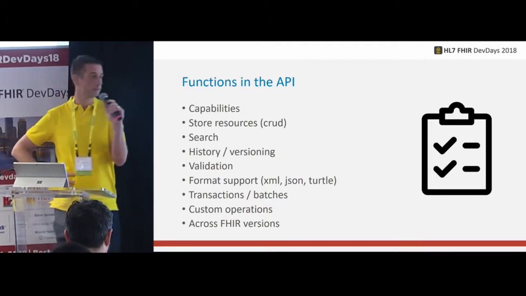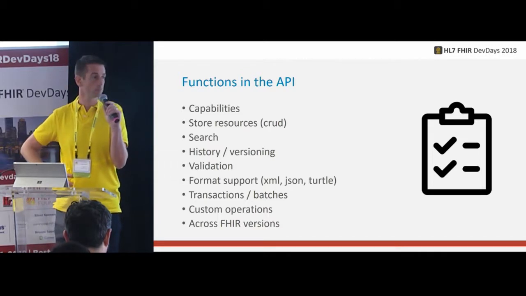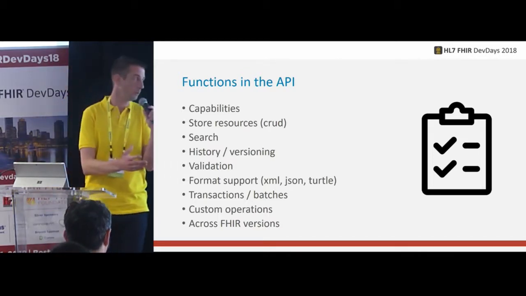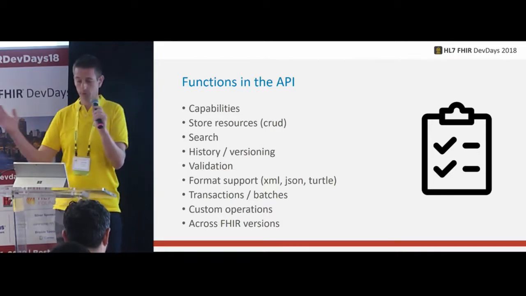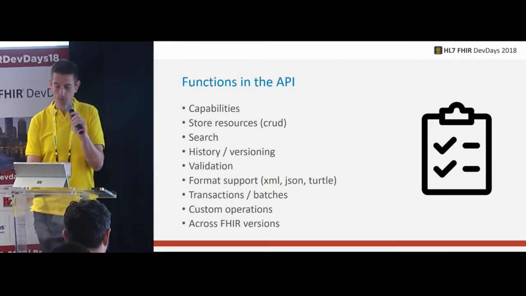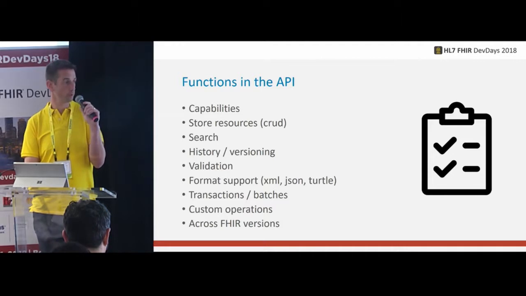And all of that may be possible across different FHIR versions. A FHIR server may support only one version, maybe have 2 endpoints for 2 versions, or support multiple versions in one server. That's up to the server itself. These are all kinds of things you can think of that a FHIR server could do for you.